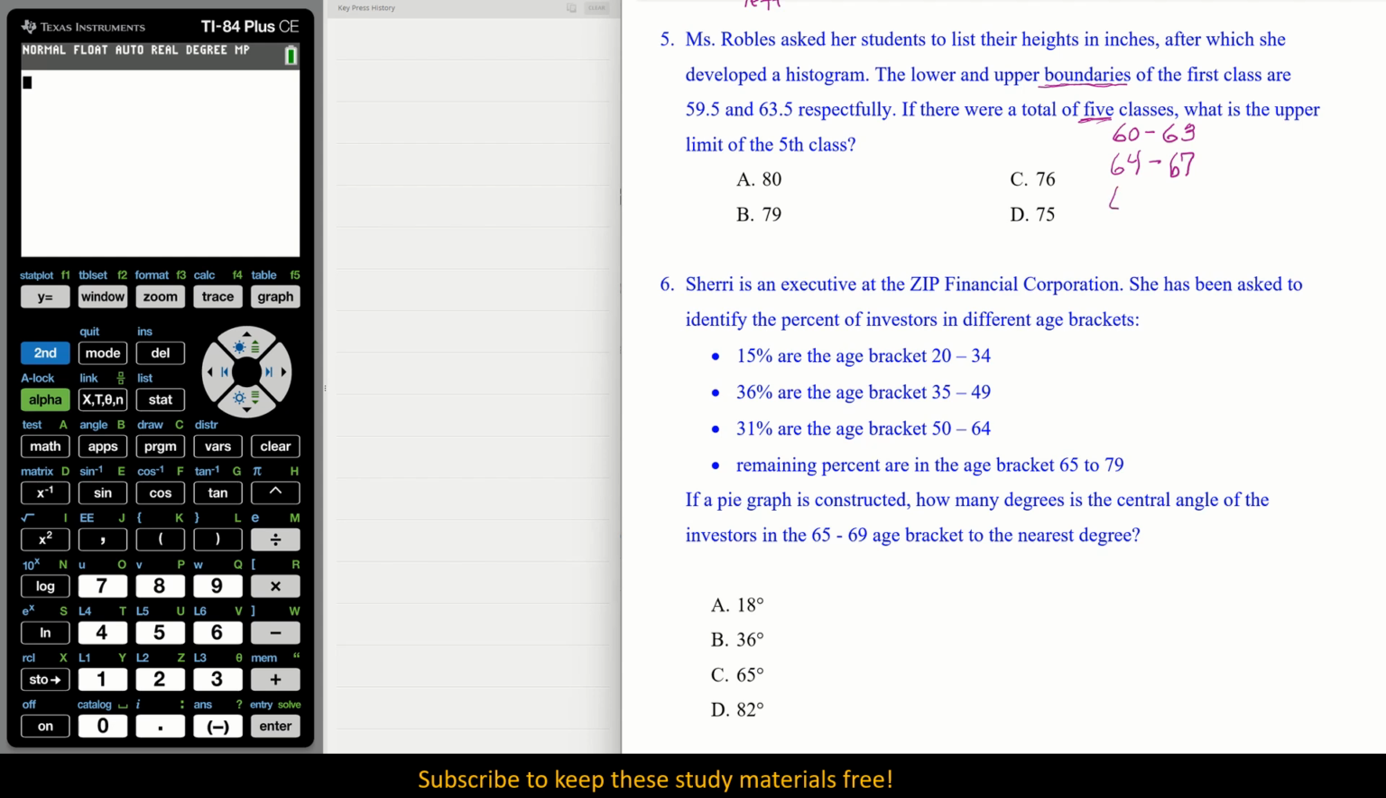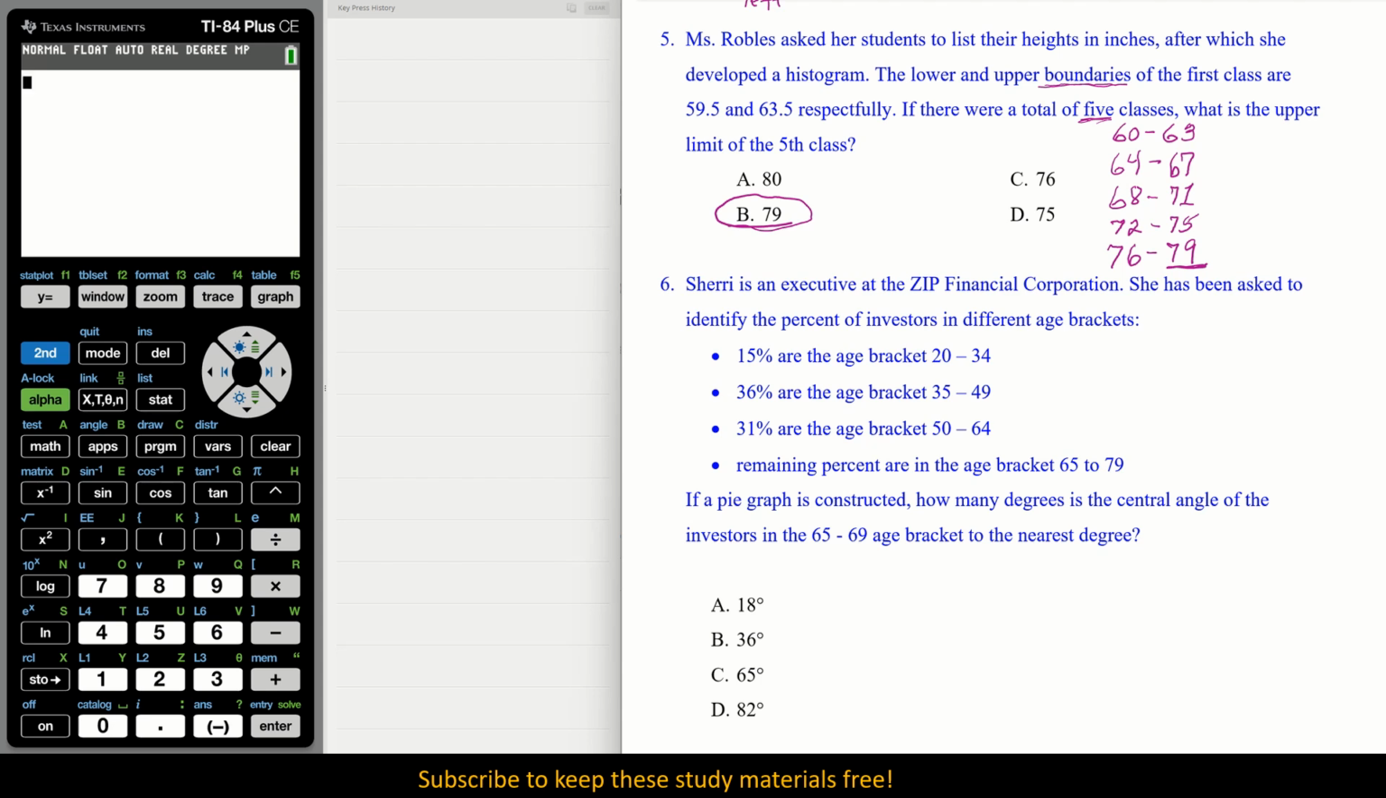Okay, then the next one is 68. Well, that would go to 71. And then the next class starts at 72, and that ends the limit of 75. Now, on the last one, well, we're on the 5th, that's all they asked for. We start for 76 and we would end at 79. So 79, option B, would be that upper limit of the 5th class.